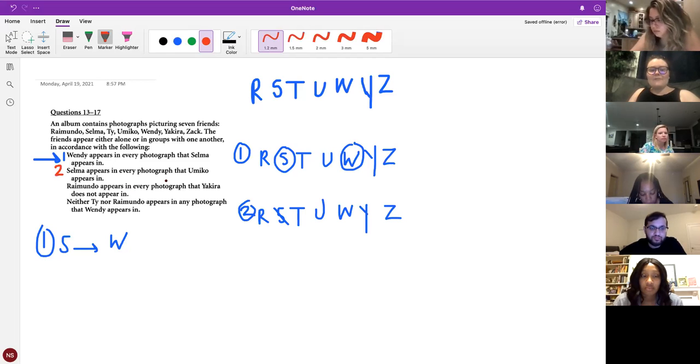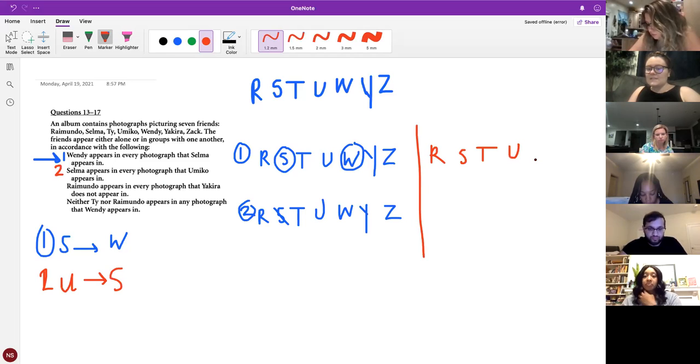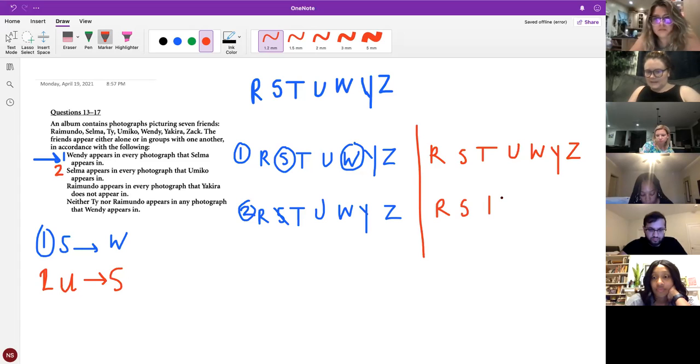Selma appears in every photograph that U appears in. So if we have U, then we have Selma. So we have to split our worlds again. Bear with me, it's going to be funky. Even before you read that rule, once I know I'm going to be copying it, you want to make sure that you copy everything exactly as the one beside it, because that could get you in trouble.